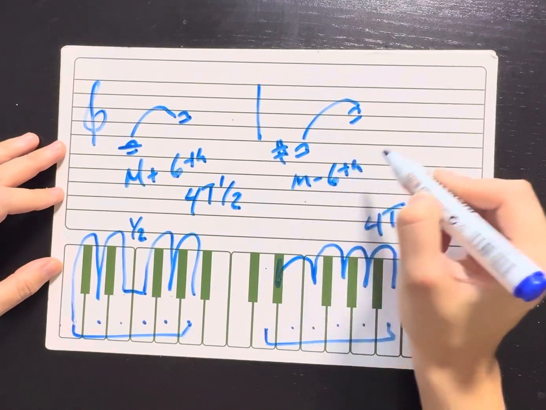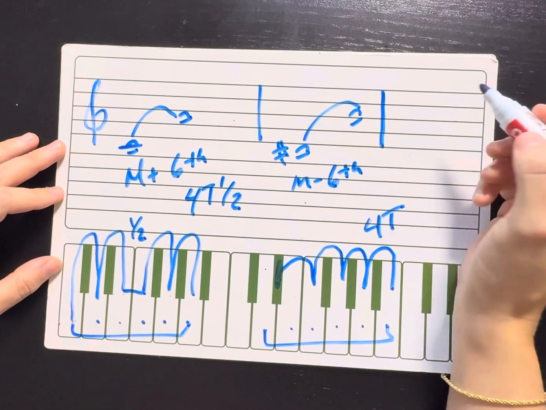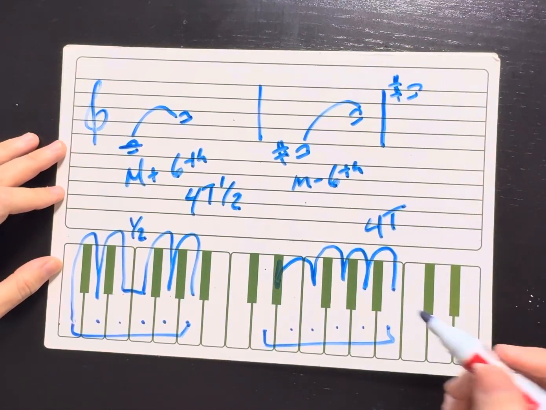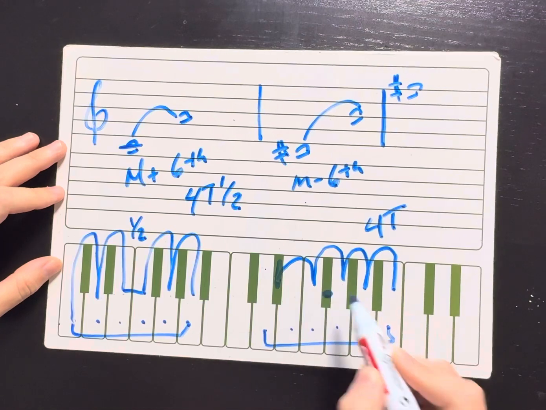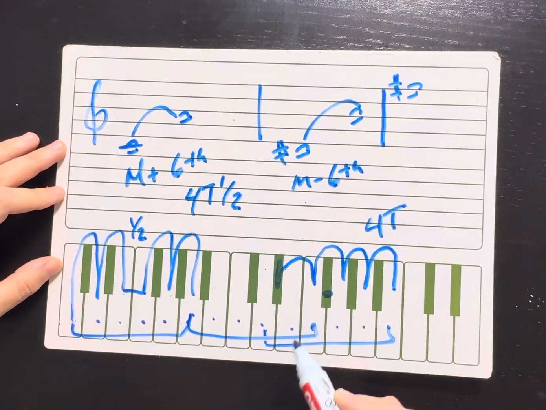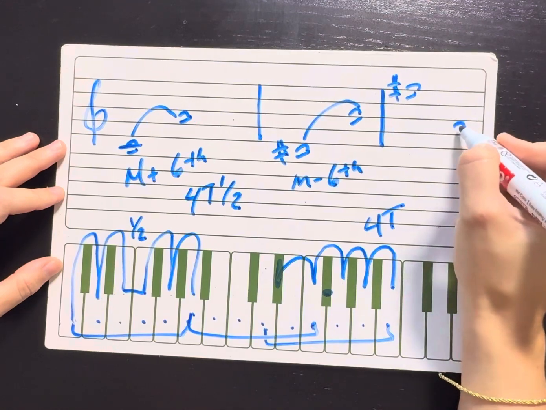Example 3. Descending minor sixth from F sharp. Let's go down a minor sixth from F sharp. We need to count 6 letter names down. F sharp, E, D, C, B, A. That lands us on A, the 6th note down.